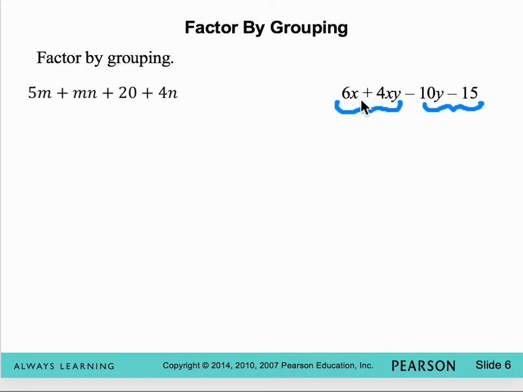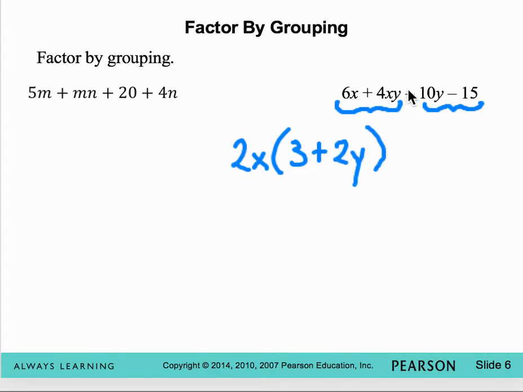Now, if I just look right here, these both have a 2 and an X in common. So I'm going to factor out the 2X, and then you put parentheses. Okay, what's left here? 6X divided by 2X. Or when you factor 2X from 6X, there's a 3 left. Okay, when you factor 2X from 4XY, there's a 2Y left.